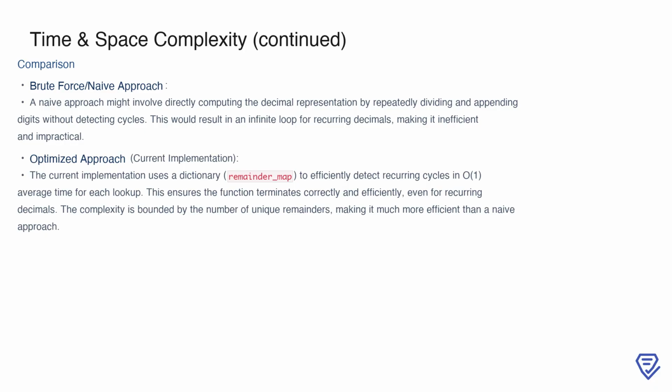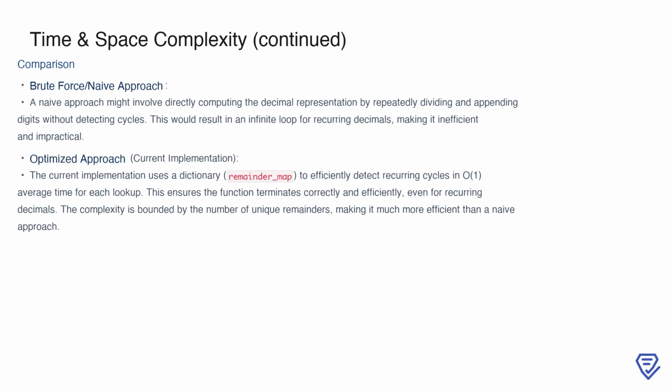A naive method might involve repeatedly dividing and appending digits without checking for recurring cycles. This would lead to an infinite loop for repeating decimals, making the approach impractical. In contrast, the optimized solution uses a dictionary, remainder_map, to detect recurring cycles efficiently, with each lookup and insertion taking O(1) on average. This ensures the function halts correctly, even for recurring decimals.